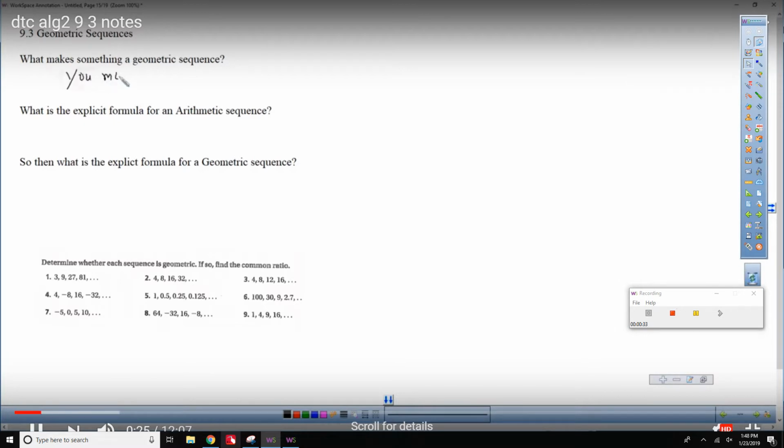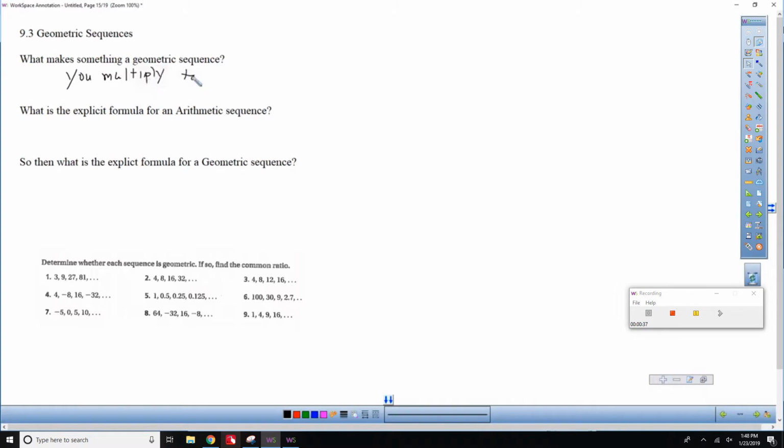So what makes something a geometric sequence? Well, Carson knows this. You multiply. That's right. Instead of adding to get from one term to the next, you multiply to get from one term to the next. I just now realize that it takes me a long time to write this. But let's look at what I wrote: to get from n to n plus 1. That's another way of saying to get from one term to the next term, okay?